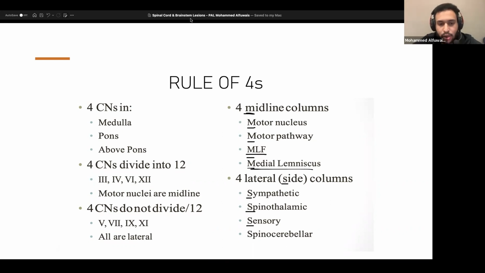Same side, on the right side. How about from the body? Contra, excellent. Left side, good.